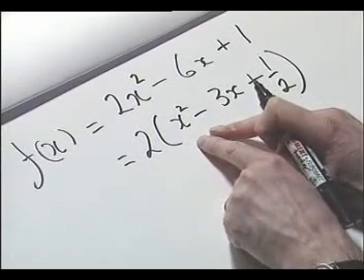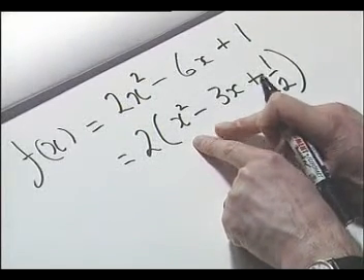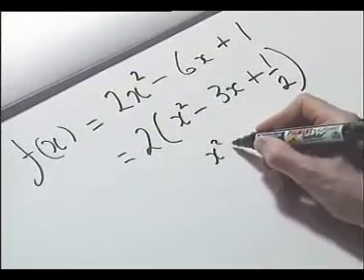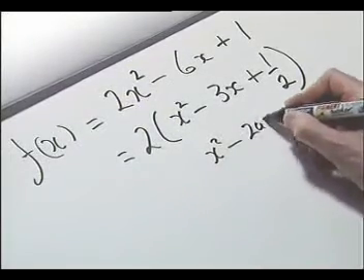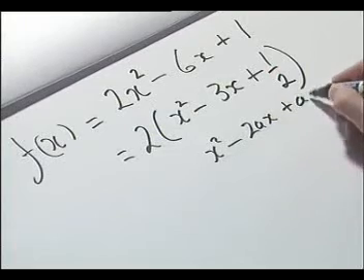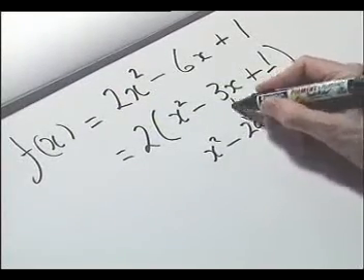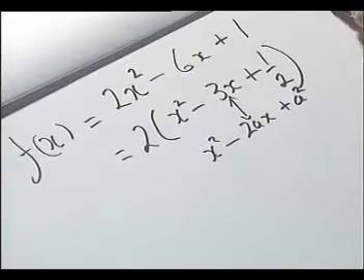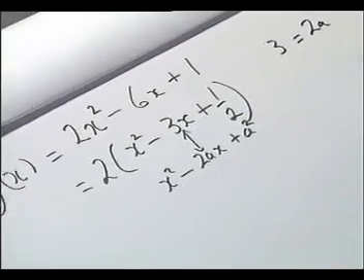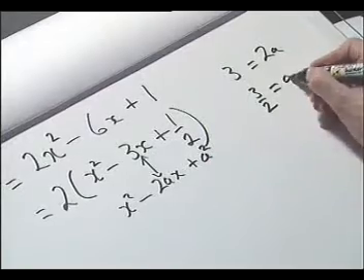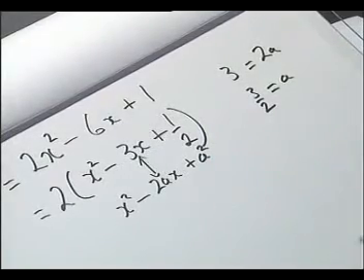And now we do the same as we've done before with this bracket here. We line this one up with x squared minus 2ax plus a squared. We're making these two terms the same. 3 has to be the same as 2a, and so 3 over 2 has to be equal to a.